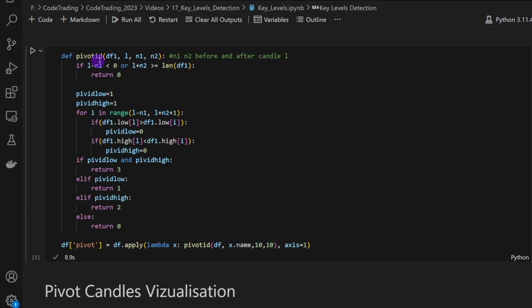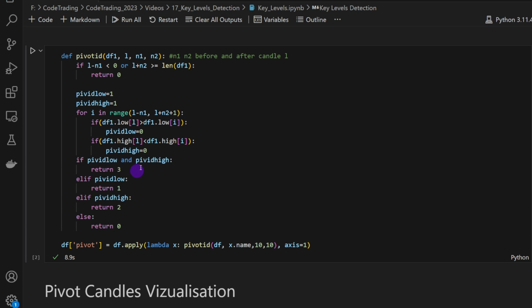Then we define the pivot ID function. It takes a data frame, an index of the candle to be tested if it's a pivot high or a pivot low, then the number of neighbors to be considered on the left and the number of neighbors to be considered on the right of the current candle. We test if the candle is higher than N1 candles on the left and N2 candles on the right. If it's the case, then it's a pivot high, so we return 2. If it's lower than the neighbors on the left and on the right, we return 1. That's a pivot low. If it's both, if it has high tails and low tails as well, so if it's exceeding in both directions all the neighbors on the left and on the right, we return 3.